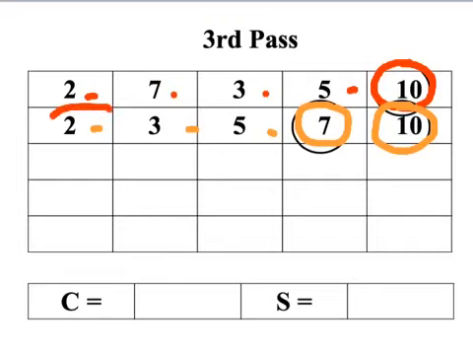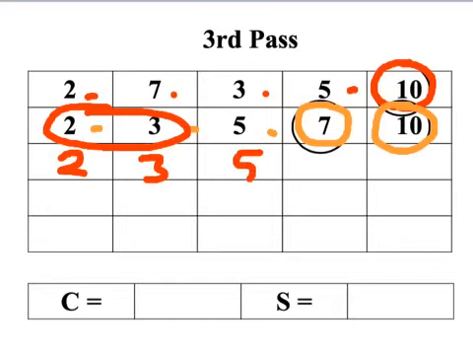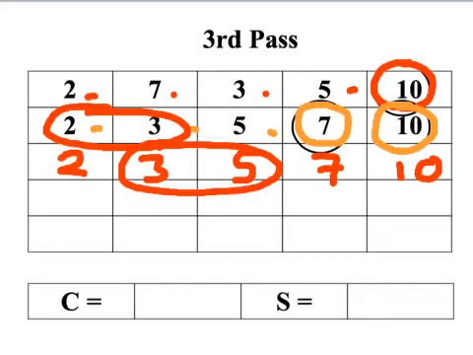So if I do that, I compare 2 and 3. 3 is bigger than 2. I don't swap. And then I compare 3 and 5. 5 is bigger than 3, so I don't swap. I can just write those down again.